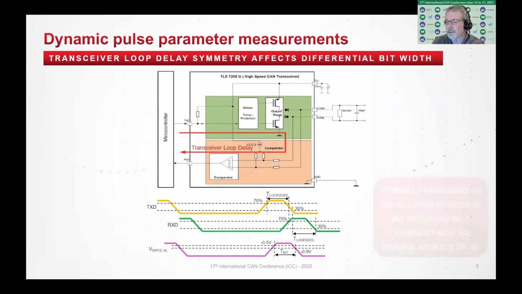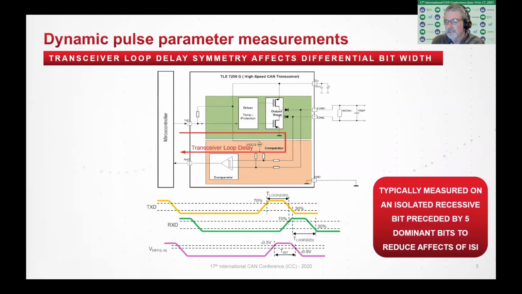to +0.9. The reason for this diagram is that it's important to make this measurement on an isolated recessive bit. By isolated, we mean that it's preceded by 5 dominant bits and followed by 1 or more dominant bits. The reason for this is what's called intersymbol interference, or as Magnus just illustrated, you can have ringing on the bus, and preceding bits can affect the timing of following bits.